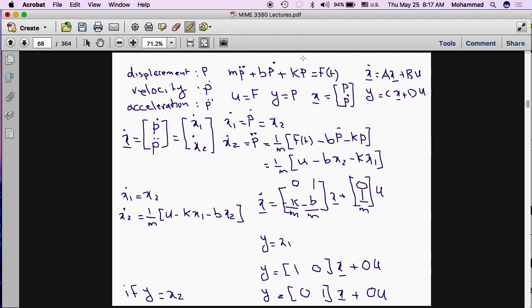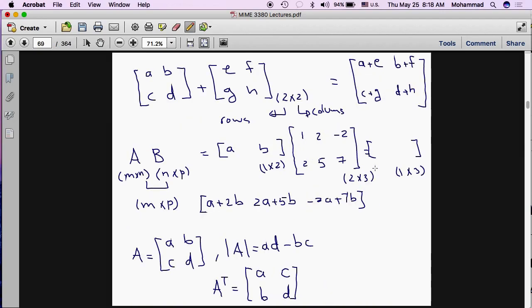Now, one thing I want to bring to your attention is that this order doesn't matter. You can put p dot on the top and p at the bottom. What will then switch is the row and columns of these matrices. But there is no set order that one variable should be first or another variable should be next. Okay, so let's move forward.